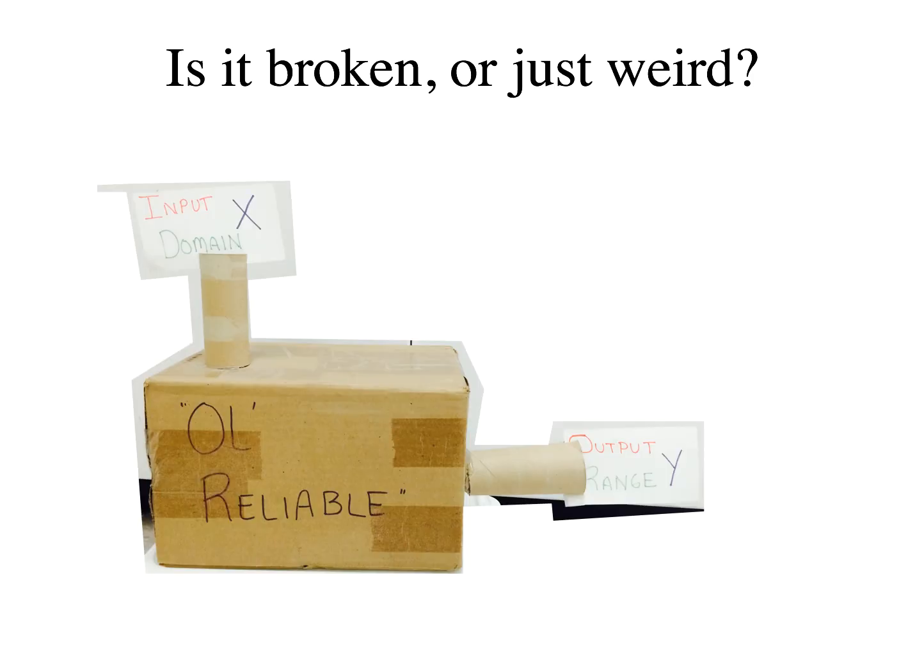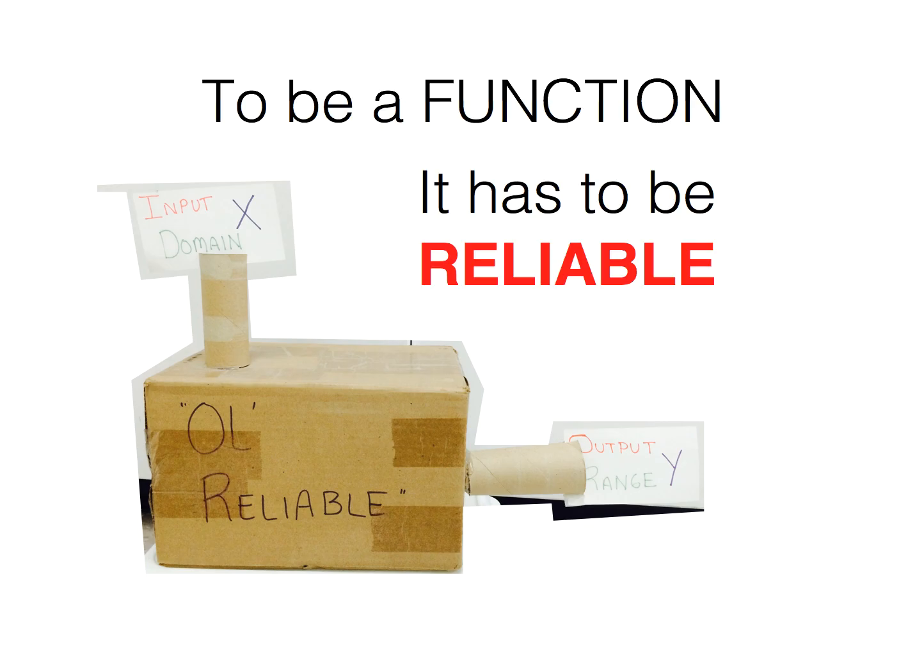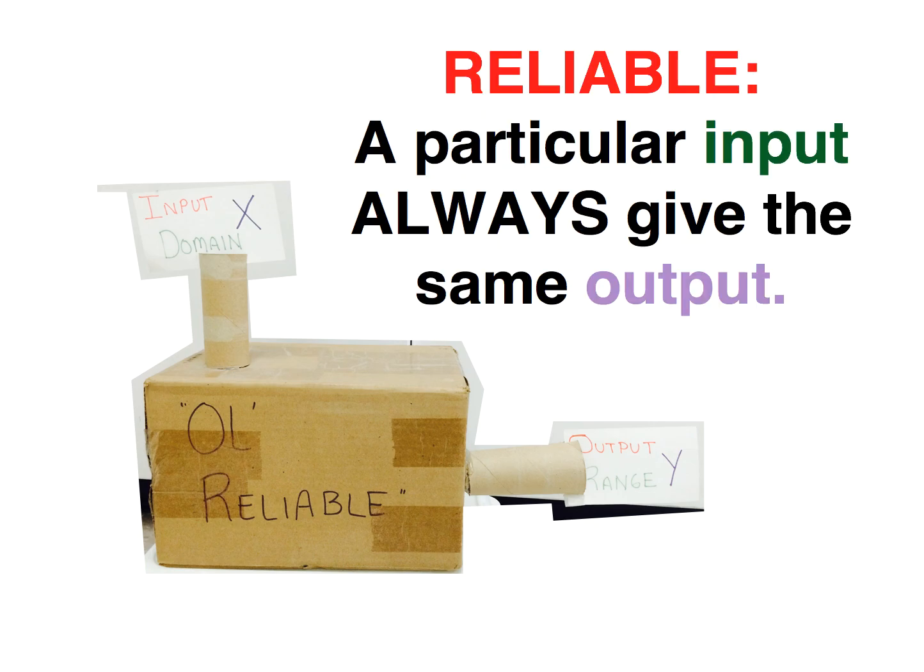The next thing we want to try and understand when we look at a function is whether it's broken or whether it's just really weird. To be a function, it has to be reliable. Reliable means that a particular input, when I put a number in, I always get the same number out for that input. There's never a time when I put the same number in twice and I get two different things out, because that wouldn't be reliable then.